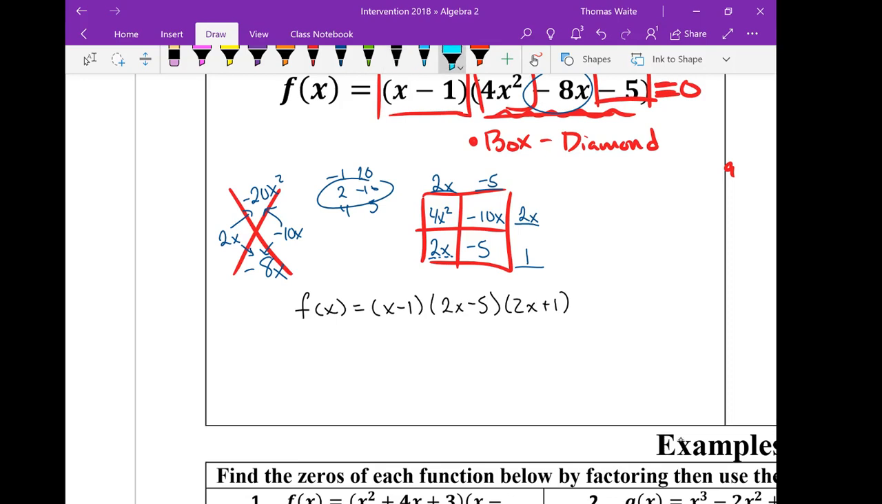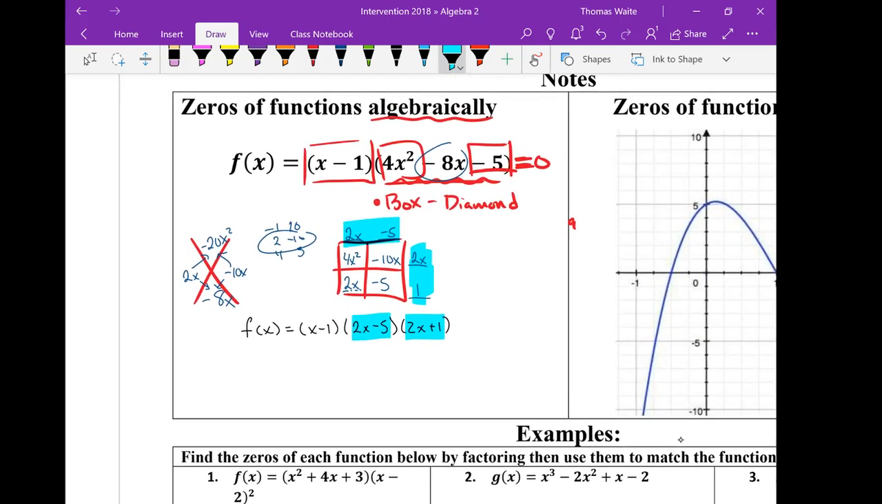And those second factors are just from us using the diamond box method. So algebraically, we said to find zeros, it's really nice when our functions split all the way up into factors. Once it's split up into factors, we're just finding values where any one of those is equal to 0. So in this case, it would be places where x minus 1 equals 0, where 2x minus 5 equals 0, and where 2x plus 1 equals 0.